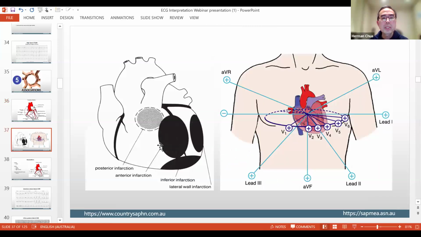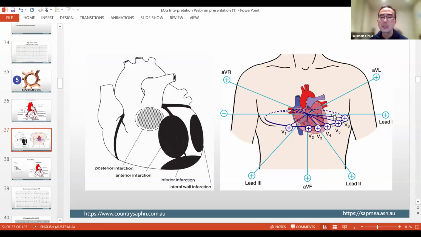So when we talk about regions, we need to know which leads represent what region, right? This is the hexaxial system that I was referring to earlier. So leads AVR, AVL, AVF, and then lead 1, lead 2, and lead 3. Inferior leads are these guys down here, right? Lead 2, lead 3, and lead AVF, okay, because they point downwards. The high lateral leads are these guys here, lead 1 and lead AVL, right?